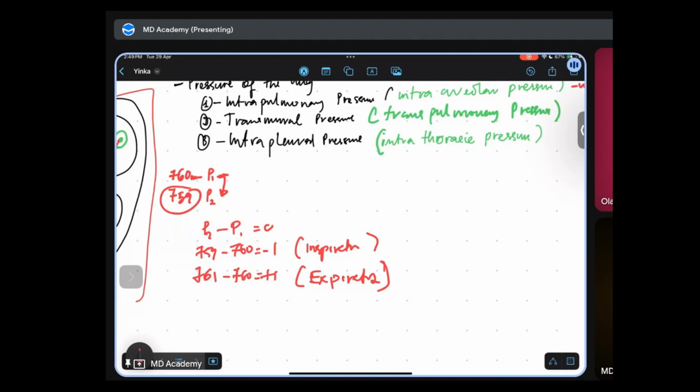Beautiful. So inspiration occurs when the pressure is negative. When the pressure in the alveoli is negative, inspiration occurs, and expiration occurs when the pressure is positive. In between inspiration and expiration you have 0.